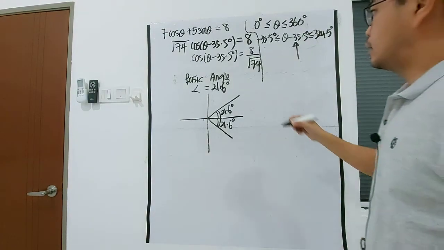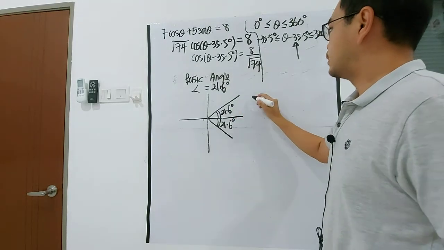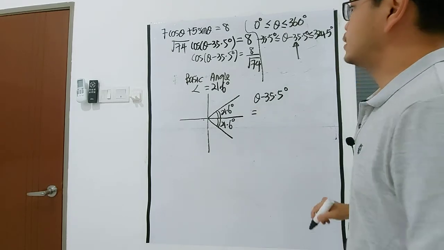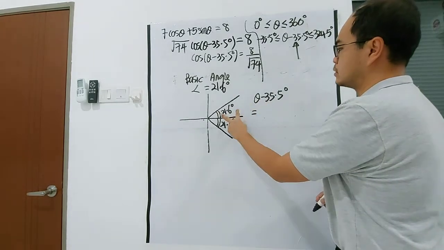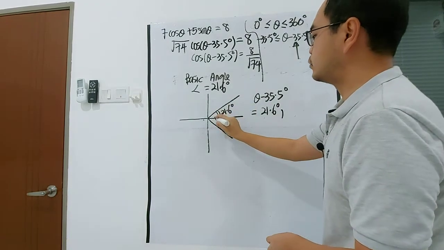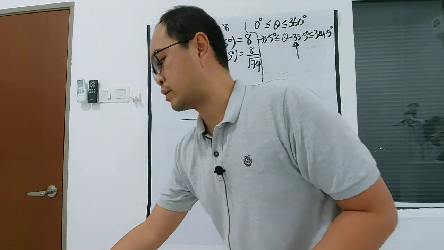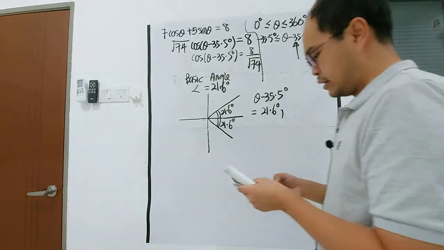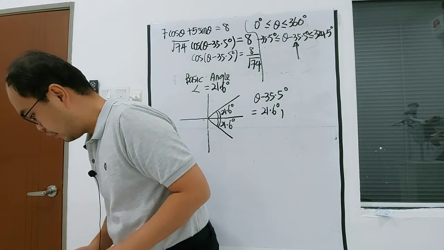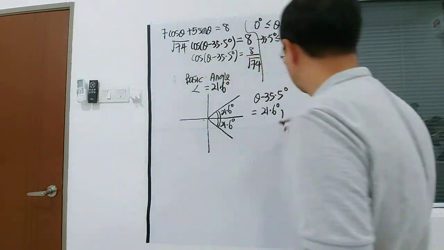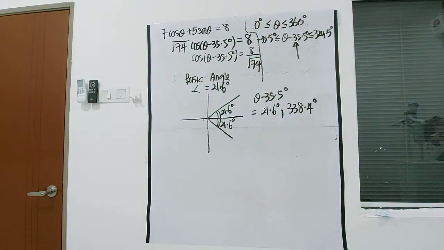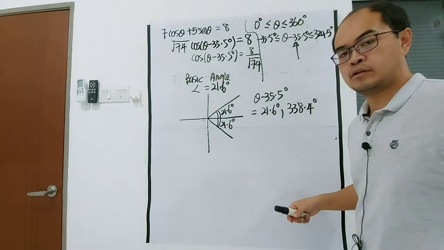So, okay, let's look at this. Actually, the answer I list out is what students always write. Students always write 21.6 degrees, and the other one will be 360 minus 21.6, which gives you 338.4. So is this correct? You can judge yourself by revising back the concept.